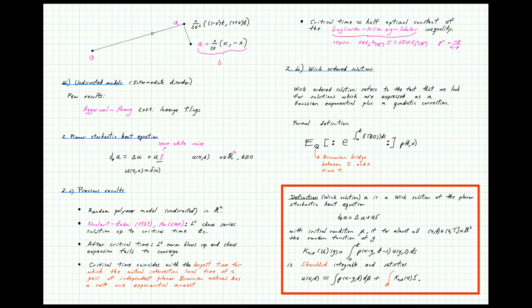Let me start by giving you some background about this model. There are a couple of works of Nualart and Zakai, and of Yaozhong Hu of 2001, where Hu studied this equation through a chaos series expansion. He showed that this chaos series expansion converges only up to a critical time in L2. And after this critical time, the L2 norm blows up, and the expansion does not converge.